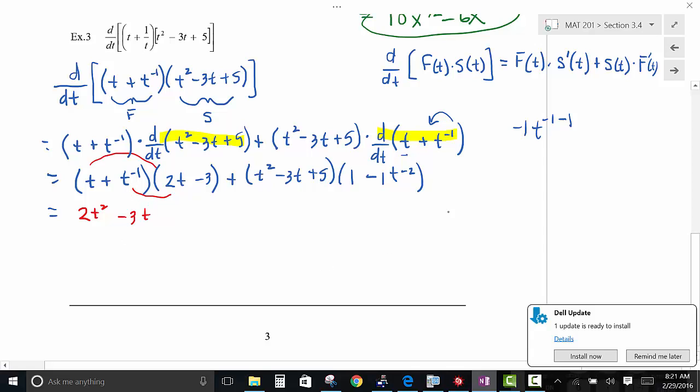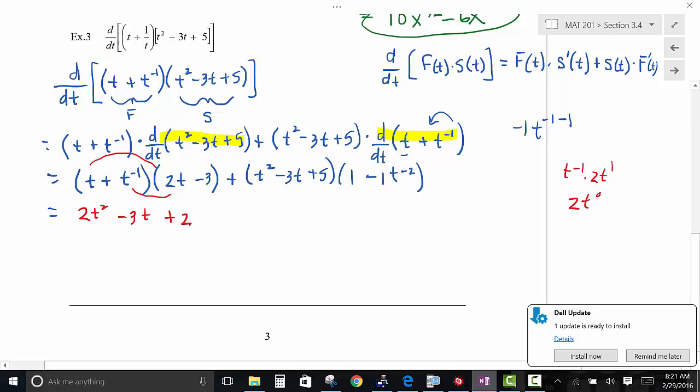If you think about that, you're doing t to the negative 1 times 2t to the first. Isn't that just 2t to the 0? Because you add exponents, right? If you multiply, you add exponents. Well, what's t to the 0? It's 1, so 2 times 1 is 2. Okay, like that. So you're going to do that.